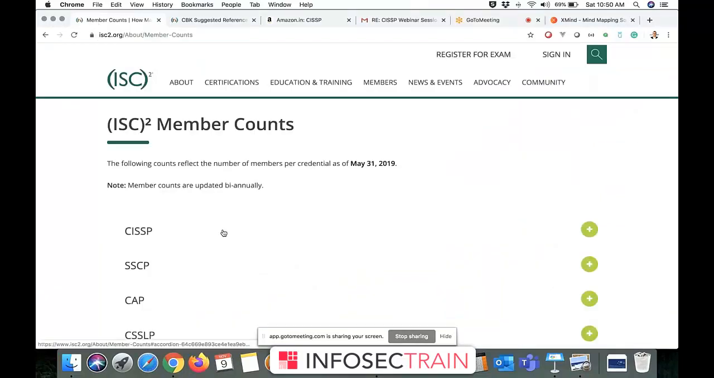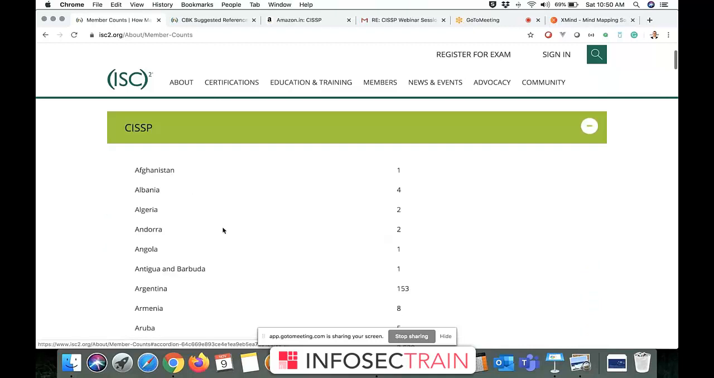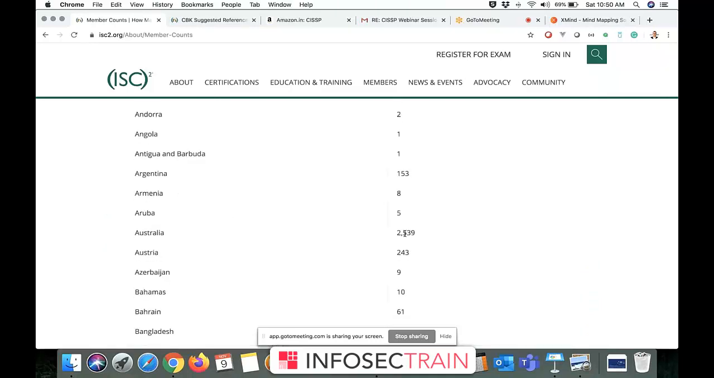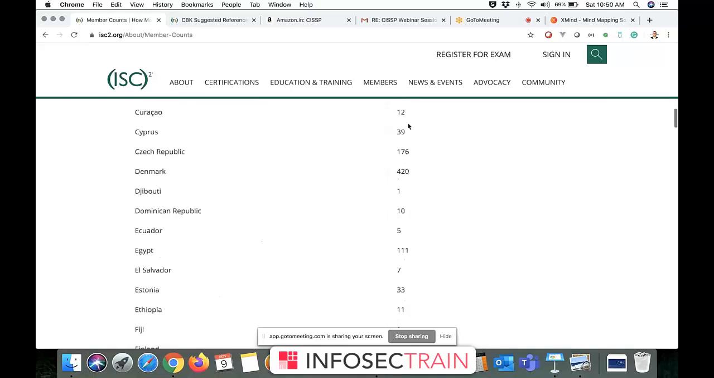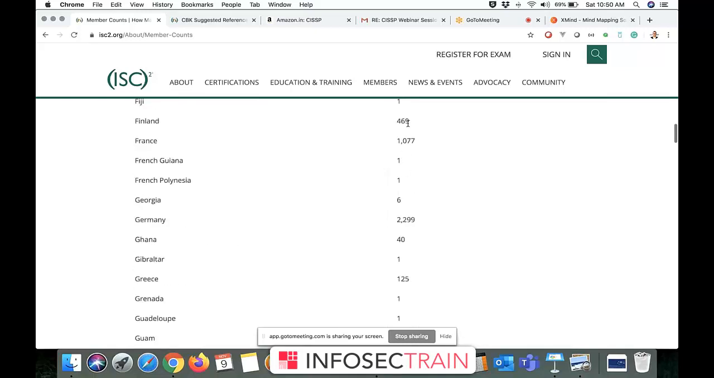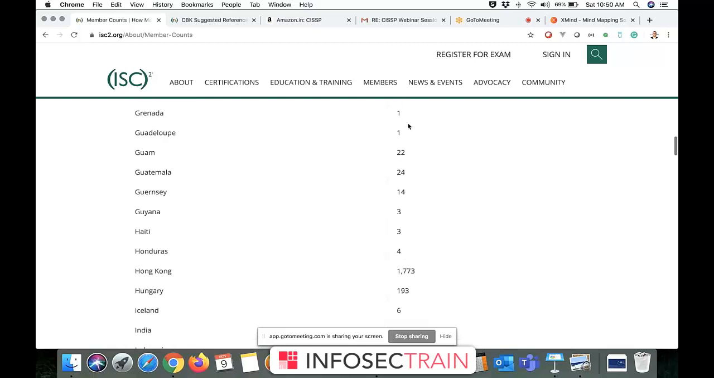Okay, let's take a look at this. This is the site. It says the members count is there on the ISC2 website. And you can see these are the numbers here. Australia has about 2,500. And so on, go down. China has about 2,500. Canada has about 5,600. Germany has about 2,200. India has about 2,300. That's it. Okay. So yes, it's way below 20,000 or 15,000. And this is the only number that we have as of today.